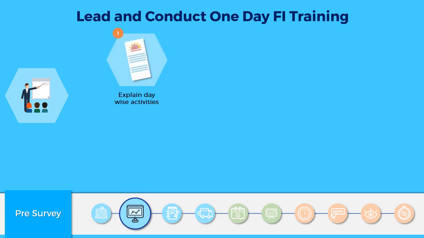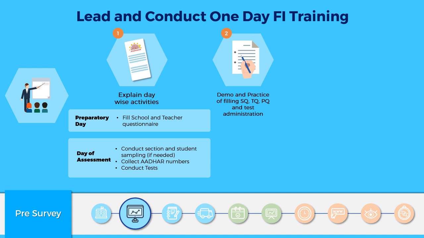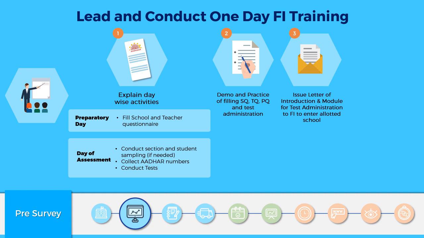Give prior information on the date of training to the State Coordinator, Implementation and Monitoring. Training will be provided in the following areas. During training, it is important to provide a demo and give participants time for practice, especially a demo of transferring student responses to OMR sheets using sample answer scripts and OMRs. After allotting schools to each field investigator, the District Coordinator will issue a letter of introduction and a printed copy of the module for test administration to the field investigator so that the survey can be carried out smoothly in schools.